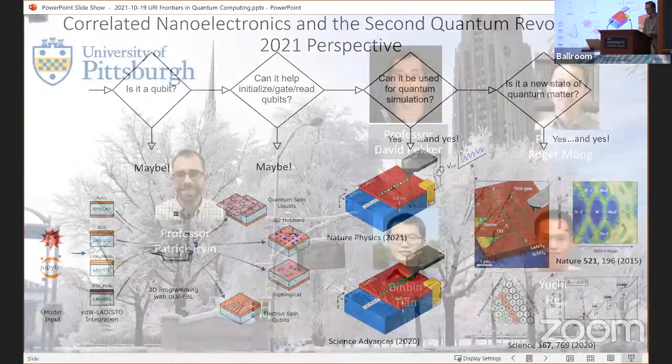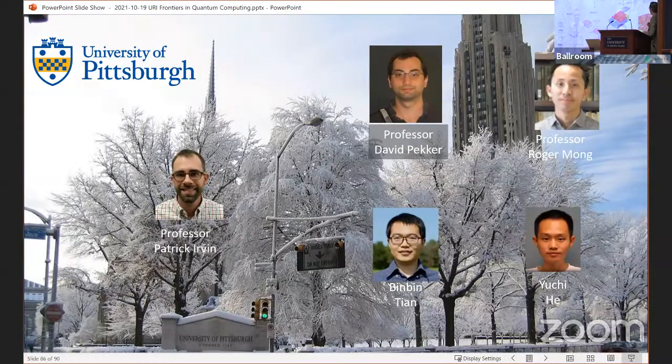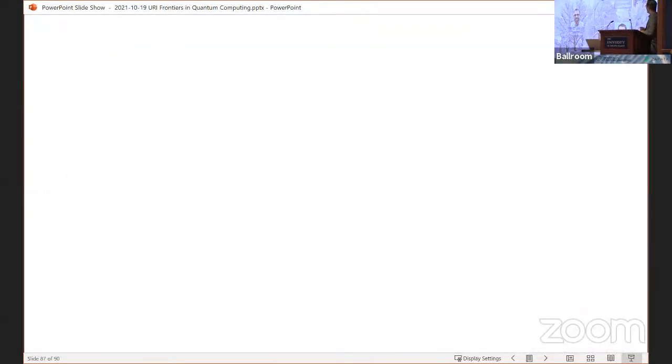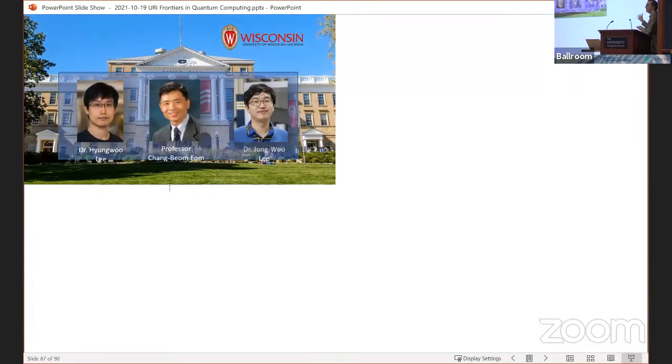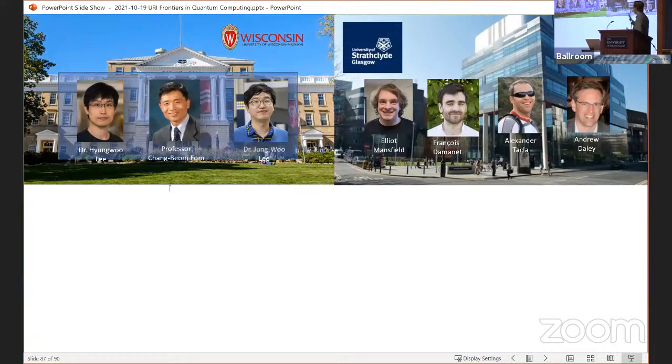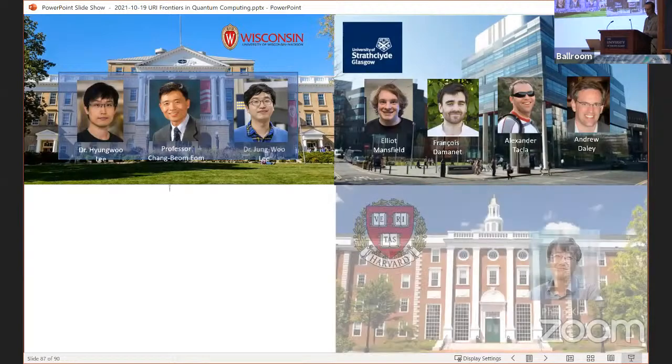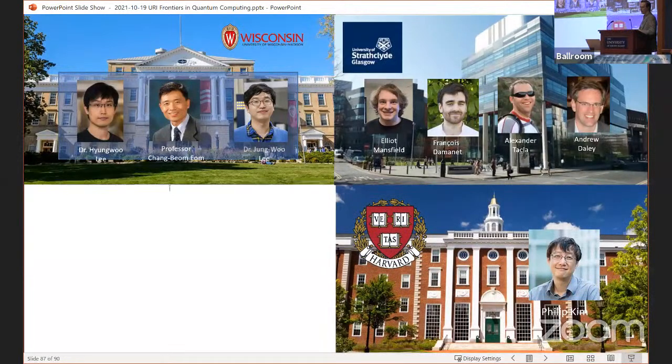So I want to acknowledge the many collaborations, both at the University of Pittsburgh and outside. These are faculty, David Pekker and Roger Mong, who did some of the density matrix renormalization group modeling of the Pascal phases, and their students. Patrick Irvin is a research faculty who works very closely with me and my group. And I work extremely closely with Professor Chang-Beom Eom at the University of Wisconsin-Madison. He grows all of these oxide materials. There is also a theory group, Andrew Daley at the University of Strathclyde, who also worked on some of the modeling of these 1D systems.